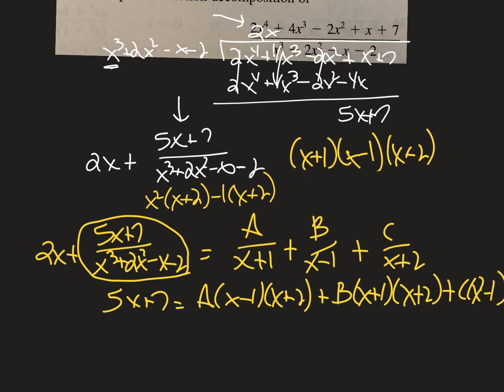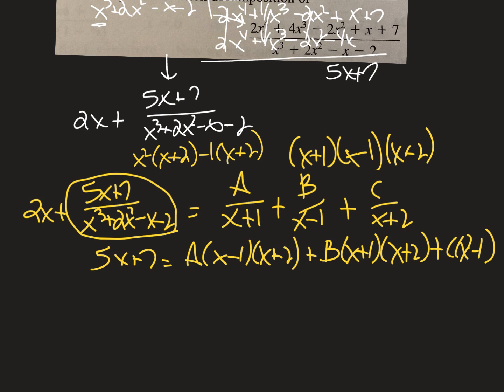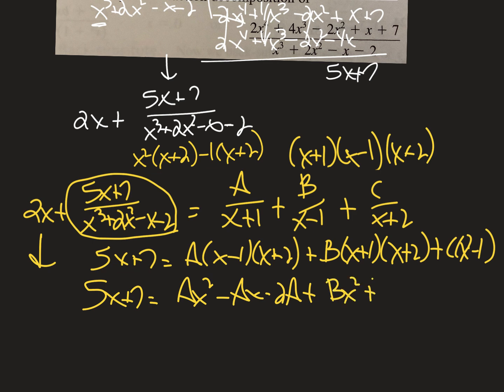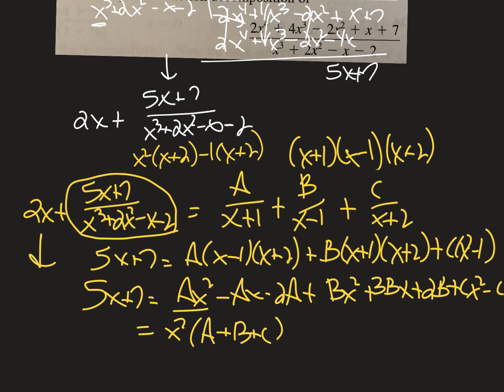All right, let's simplify this some more. I'm trying to make this smaller, move it up for us. All right, so the 5x plus 7, I still got that 2x though, don't forget it. 5x plus 7, and here I'm going to have Ax squared minus Ax minus 2A. Same thing with the B: I have Bx squared plus 3Bx plus 2B. And I'm going to have a Cx squared minus C. All right, so if I pull out the x squared, that's going to leave me with an A plus B plus C. Those are just the x squareds in that problem.